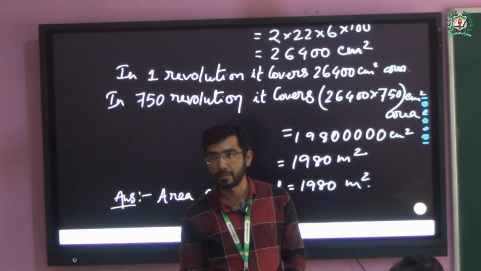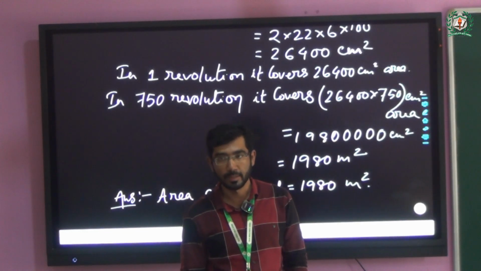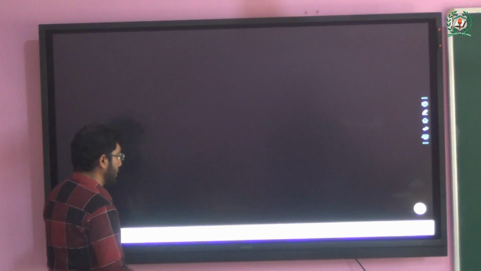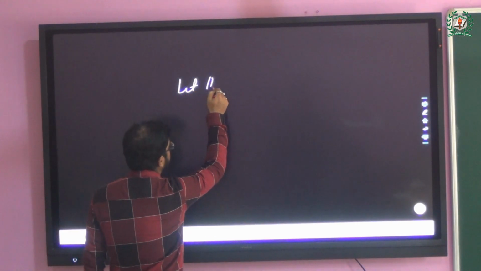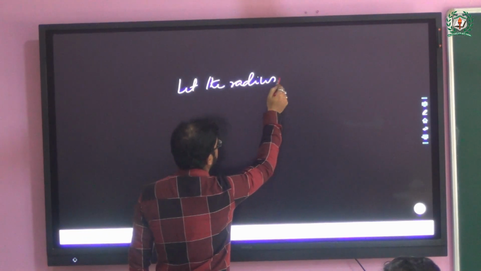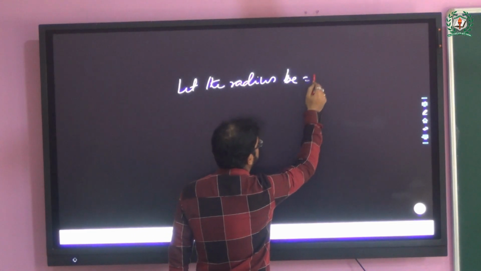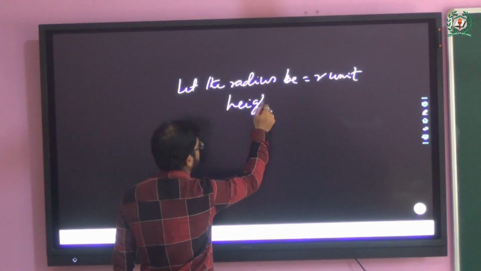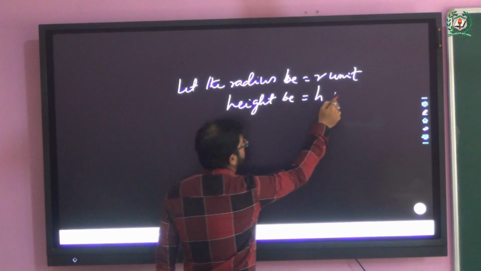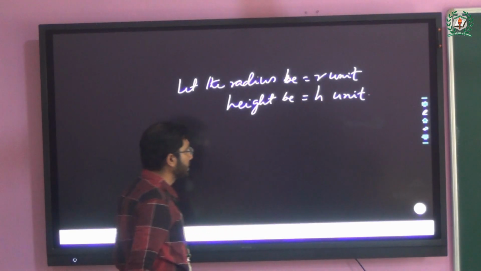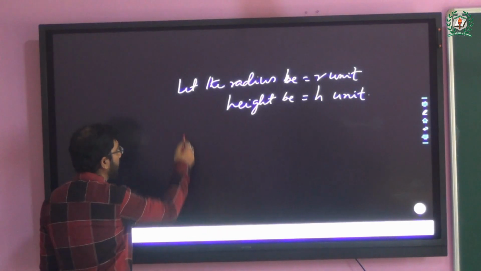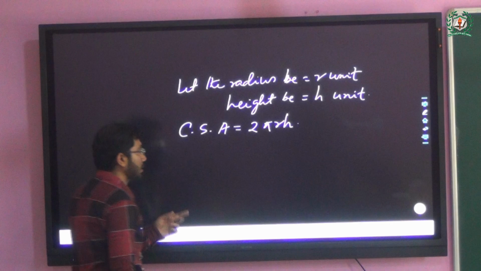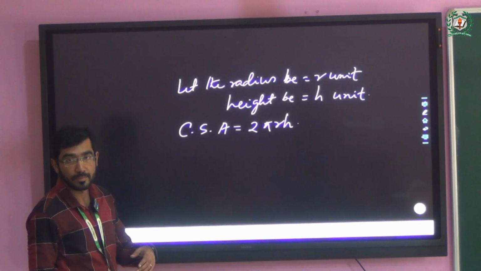So what will happen in the curved surface area? Think. Let us consider that the radius is r unit and the height is h unit. So if the radius is r and height is h, then what will be the curved surface area? 2 pi r h.